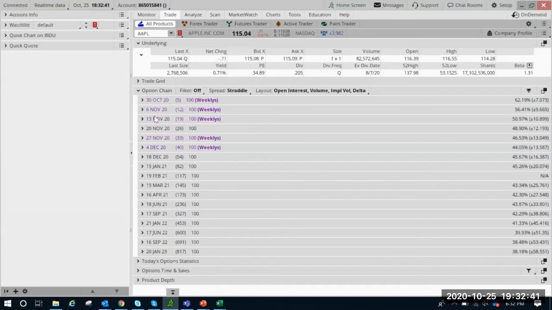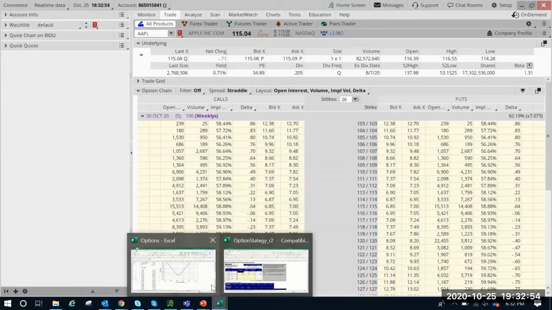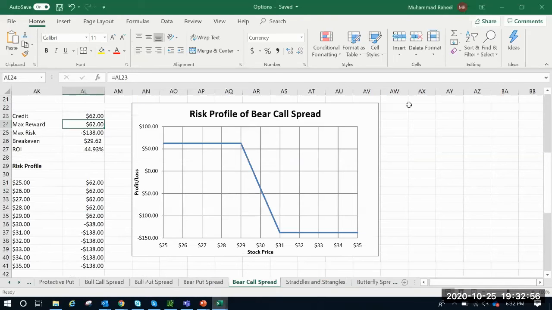What the market thinks. So go to 30th October. I think Apple is announcing on Thursday, right? So at the money strike, 115 strike, the straddle is actually almost 690, right? So right here, you can actually see how much they're pricing. So 6.90 divided by the price of Apple, which is 115, right? Yeah, about 6%. They think that Apple is going to move 6%.